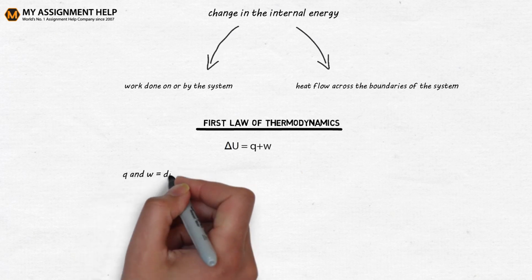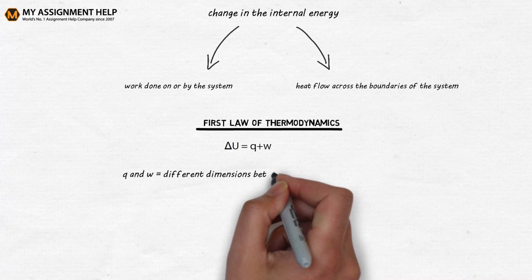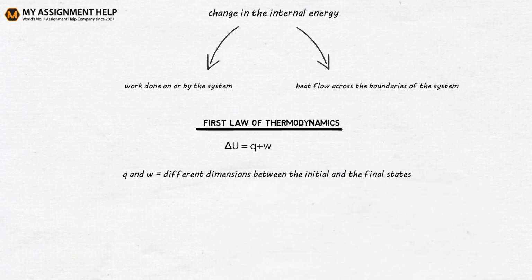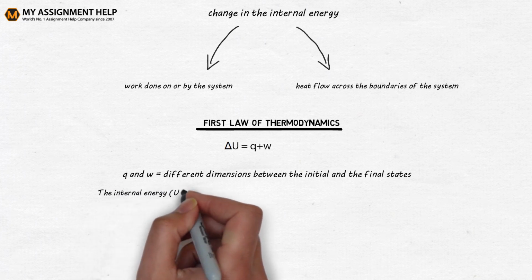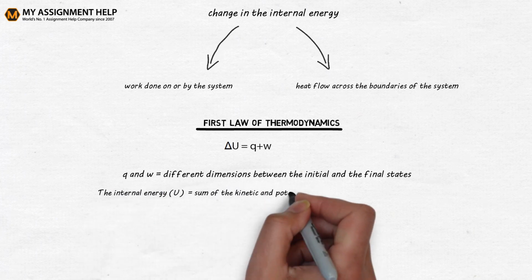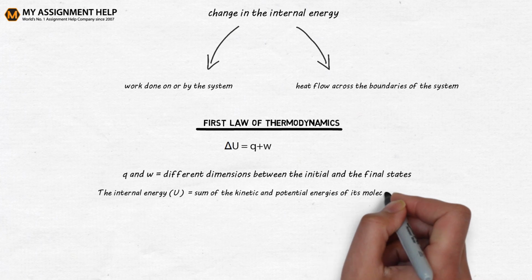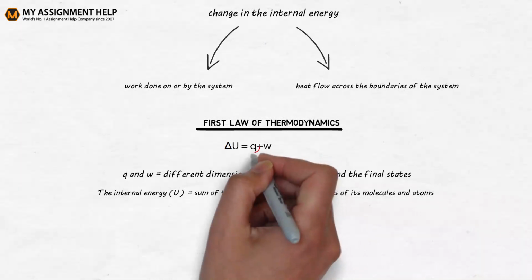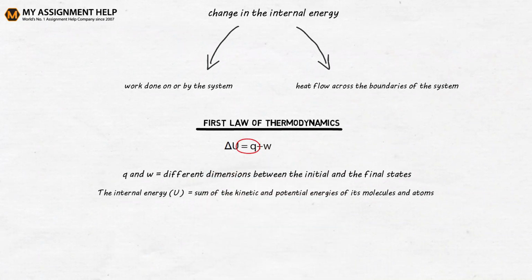Each combination of Q and W represents different dimensions between the initial and the final states. The internal energy U of a system is the sum of the kinetic and potential energies of its molecules and atoms. Microscopically, we can define the change in internal energy ΔU to be the one that is stated by the first law of thermodynamics.